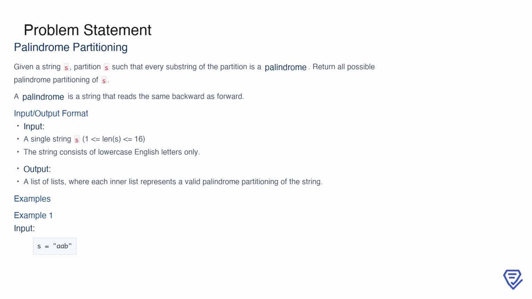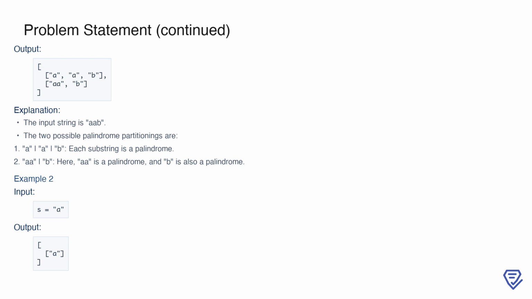The input is a single string, which can have a length between 1 and 16, and it consists only of lowercase English letters. The output will be a list of lists, where each inner list contains one valid way to partition the string into palindromes. For example, if the input string is aab, the output would include two valid partitions, one where each character is its own substring, like a, a, b, and another where the first two characters form a palindrome, aa, b. In the first case, a, a, and b are all individual palindromes. In the second case, aa is a palindrome, and so is b.